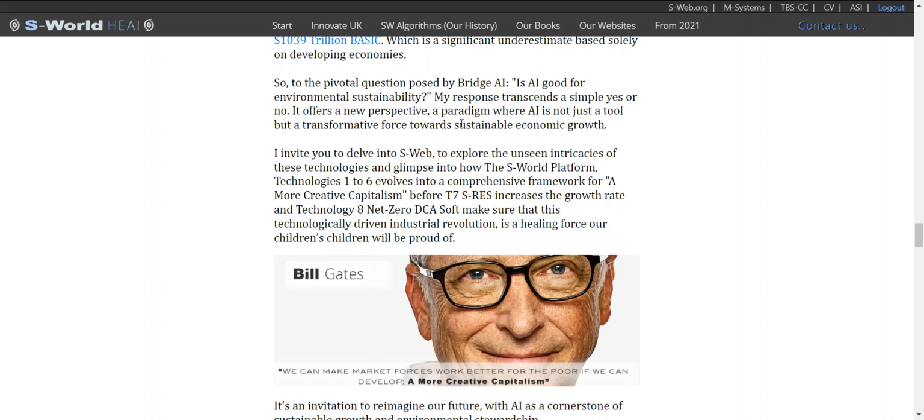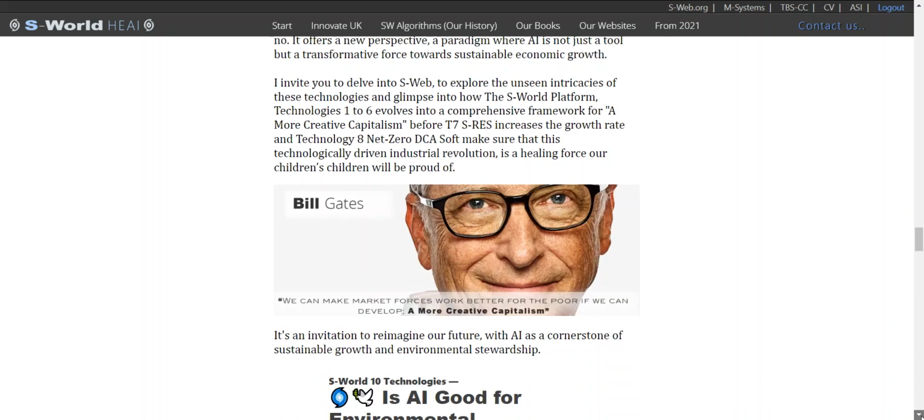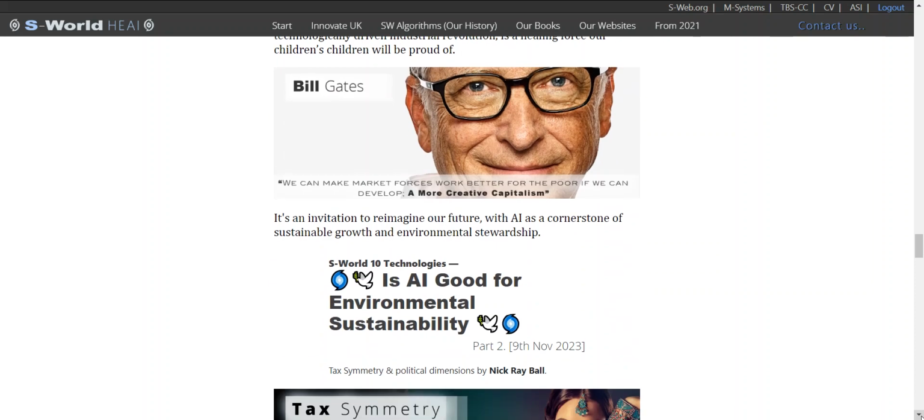Before T7 increases the growth rate, and Technology 8, Net Zero DCA Soft, makes sure that all this technology-driven industrial revolution is a healing force that our children's children will be proud of. There's the exact quote from Bill Gates' 2007 speech: We can make market forces work better for the poor if we can develop a more creative capitalism. It's an invitation to reimagine our future with AI as a cornerstone of sustainable growth and environmental stewardship.